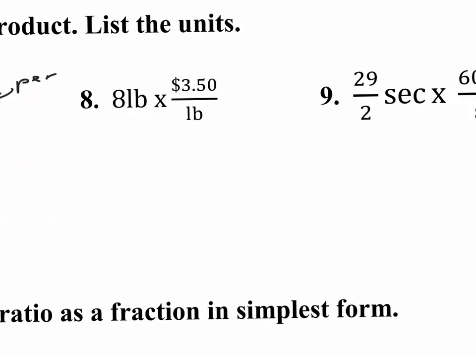Moving on, there's a pounds on the top and a pounds on the bottom, so those cancel out, and then I have 8 over 1, so 8 times 3.50, and if you do that, you can use a calculator, you get 28, and then the pounds are canceled out, so the only label we have now is dollars, so $28.